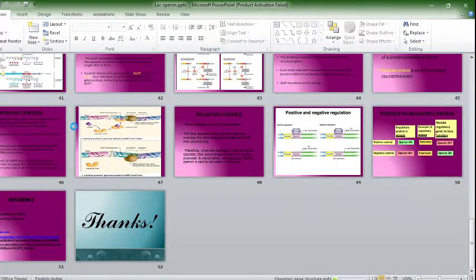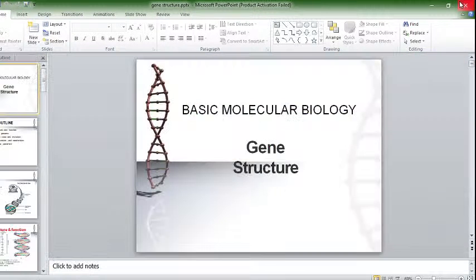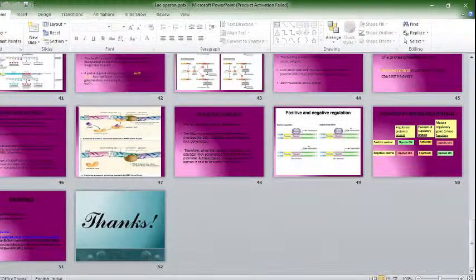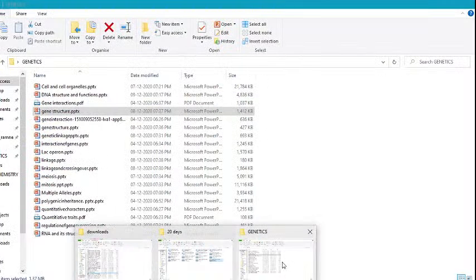So is it clear to all of you? Please let me know so that we will start the lac operon. Please, any one of you.